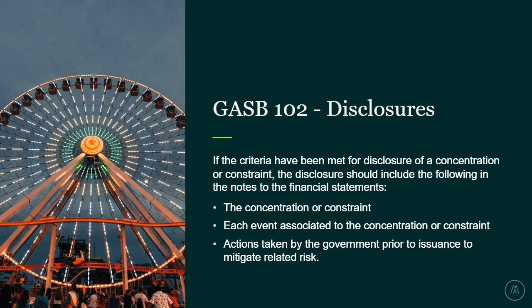We would highly encourage governments to start thinking today about listing out things that could meet the definitions of concentrations and constraints, and consider these items already discussed. Are they in other places in your financial statement? What types of events could have substantial impact on these, and what processes do you have in place to identify these events timely? That's always a tricky one. So the sooner you can start thinking through that, the more ready you would be to adopt this particular standard.